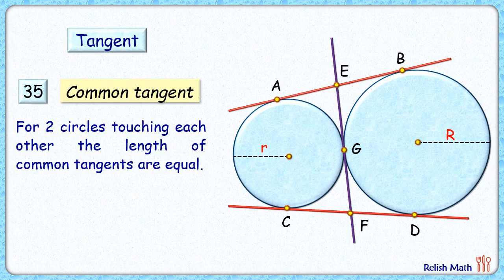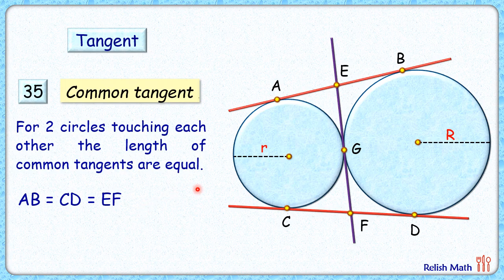The next theorem states that when two circles are touching each other, they will have three common tangents. Those tangents are AB, CD and EF. So these tangents are common to both the circles. The theorem states that the lengths of these tangents will also be equal. That is, AB length will be equal to CD length, and again, these two lengths will also be equal to EF length.